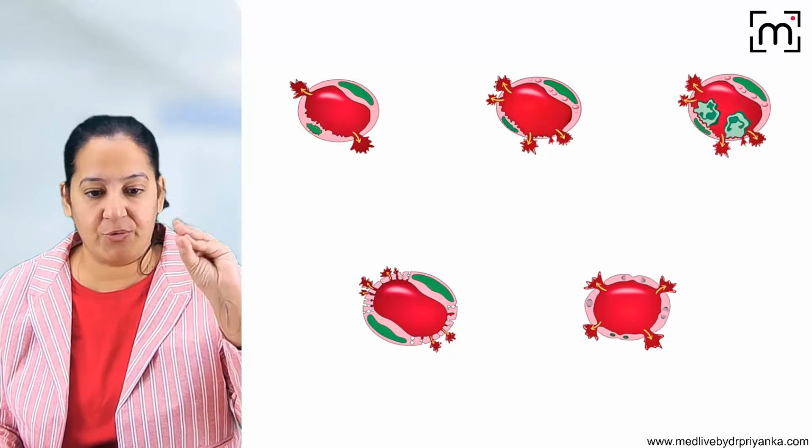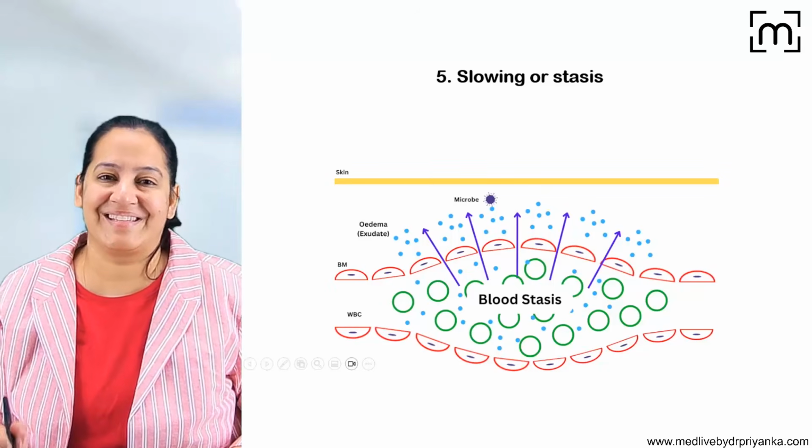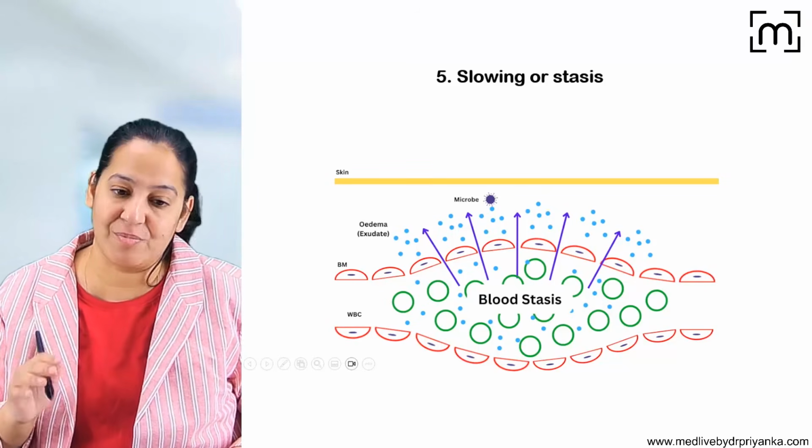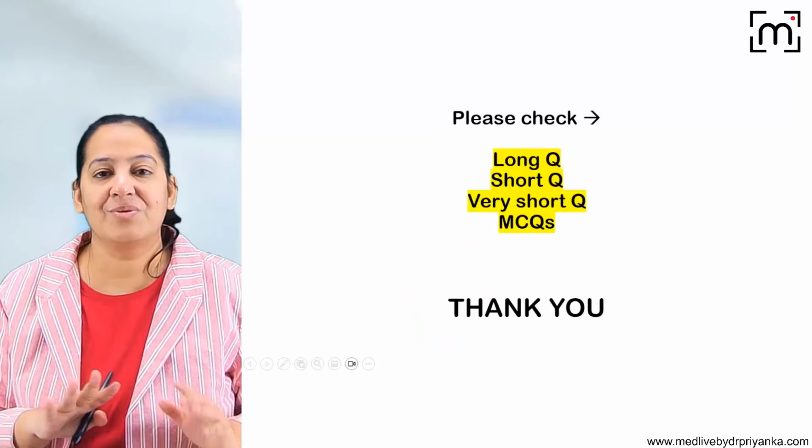There are 5 mechanisms to create the gaps. You know them. And finally, there is stasis. To prove that, we have the Lewis triple response experiment. You can get a short note on that also. So that's all about it.